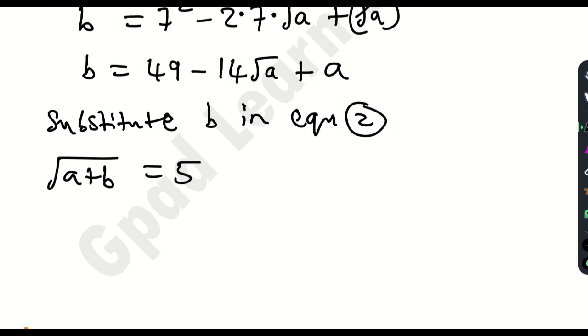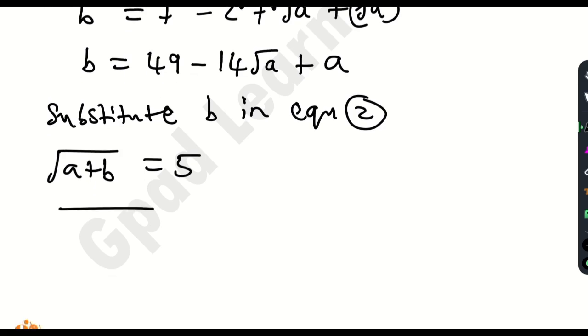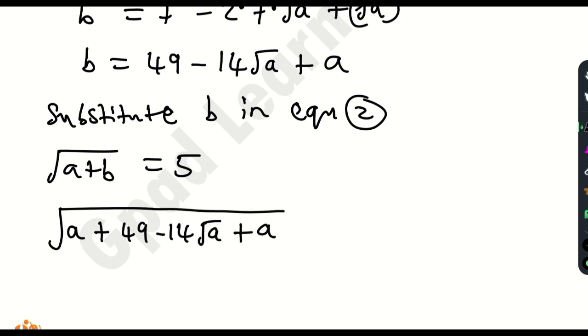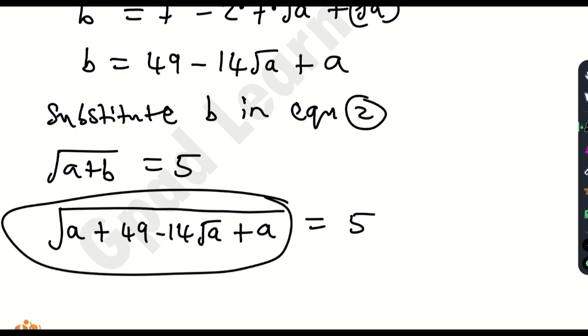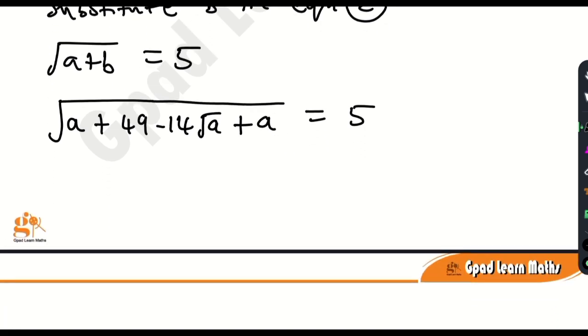Wherever I see b, like I said before, I'm going to plug in the expression we got for b. And b is what? 49 minus 14 root a plus a. So let me just write this here: 49, sorry, not 14. 49 minus 14 root a plus a, of course, all under the square root. And then all of this is equal to 5. Now, what do you think I can do to remove this square root? That's pretty obvious, right? I'm going to square both sides.